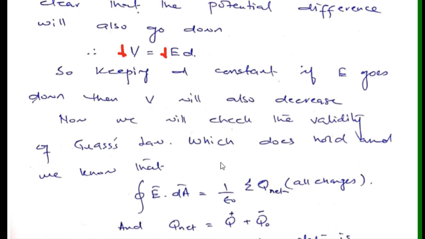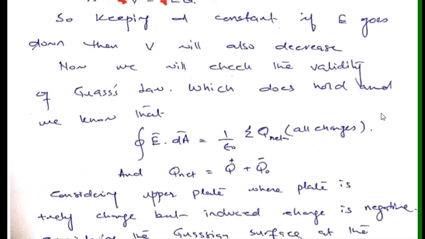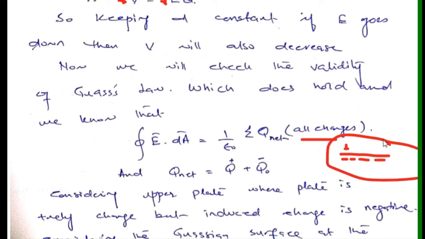Now to check the validity of Gauss's law, because it has to be valid over here. So we know that Gauss's law is closed integral E dot dA equals 1 over epsilon times the total charge, that is for all charges. So in this case we will consider the positive plate and the induced charges, that is the negative induced charges near this positive plate. So this will be a closed surface.